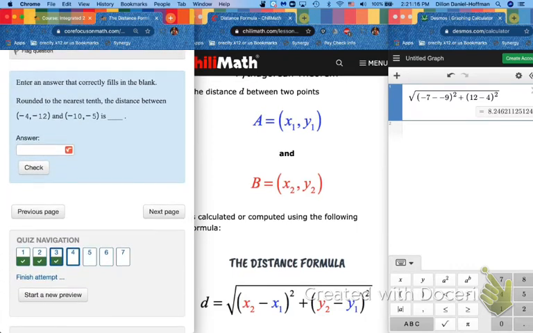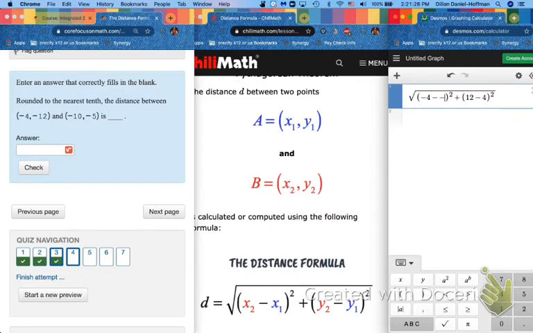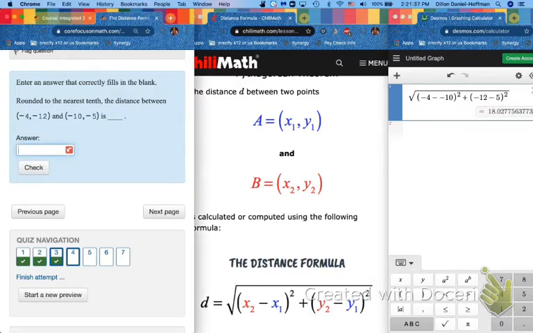Ooh. This problem's not very happy. It's so negative. A Wendy's 4 for 4 of negativity. All 4 are negative. Negative 4. Negative 10. And then we've got negative 12, negative 5. 18.02 stays 18.0, or I could just put in 18. If you ever have anything 0.0, you don't need the 0.0.